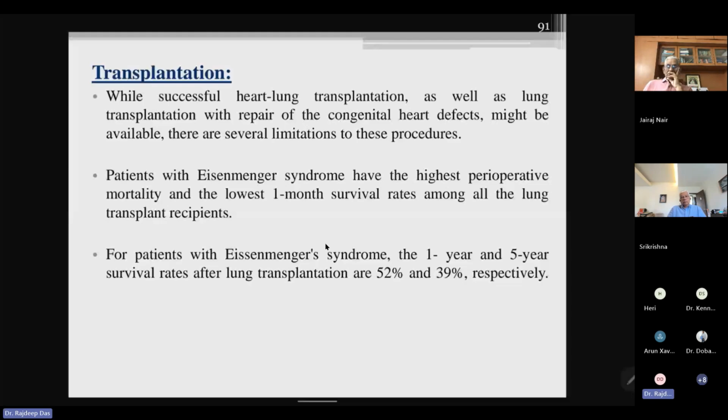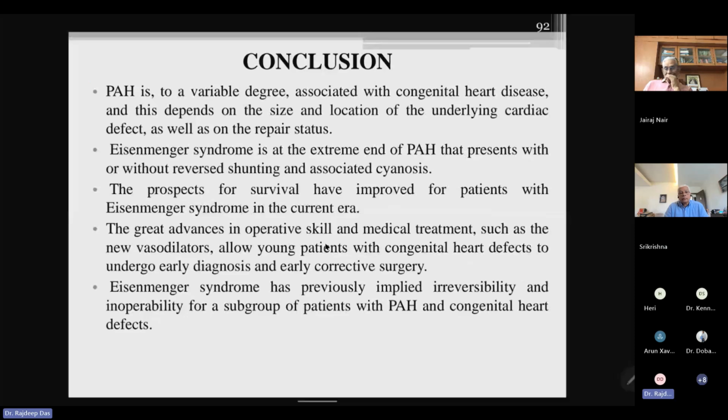So, in conclusion of Eisenmenger syndrome, we can say that PAH is to a variable degree associated with congenital heart disease, and this depends on the size and location of the underlying cardiac defect as well as on the repair status. Eisenmenger syndrome is at the extreme end of PAH, presenting with or without reverse shunting and associated cyanosis. The prospects of survival have improved for patients with Eisenmenger syndrome in the current era because of the advancement of medical therapy.